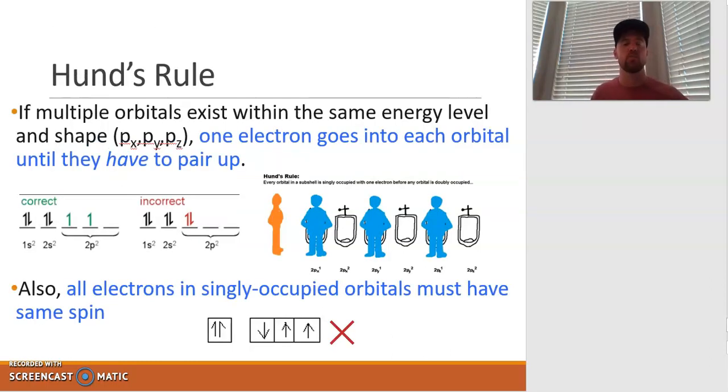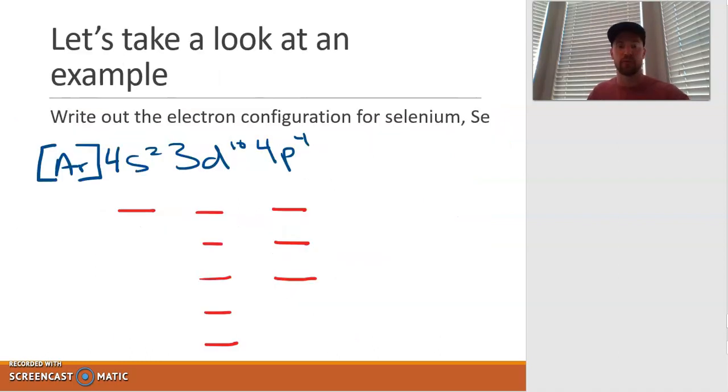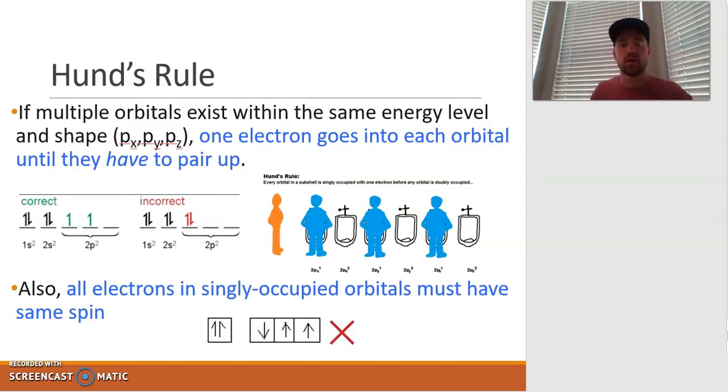So Hund's rule states that when we're filling orbitals with electrons, if there are multiple orbitals that exist within the same energy level and shape, so for example, we have multiple orbitals here in the 3d, and we have multiple orbitals here in the 4p, then the rule is 1 electron needs to go into each orbital until they have paired up. This often is known as the fighting siblings rule. And here's why.